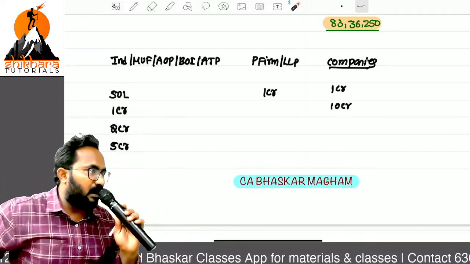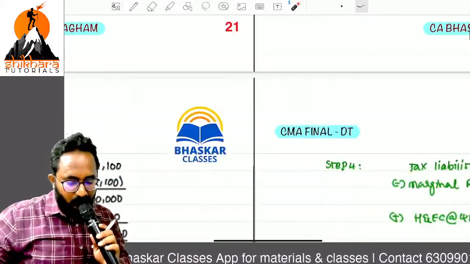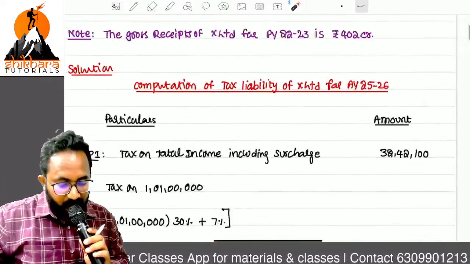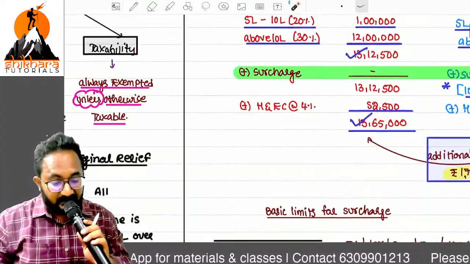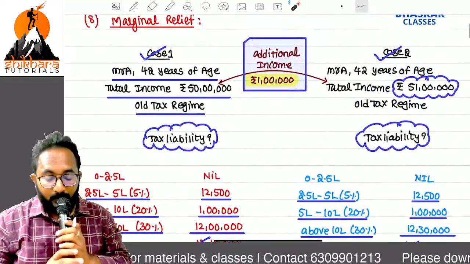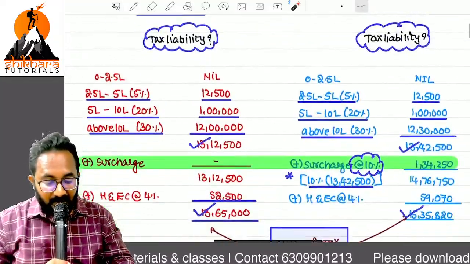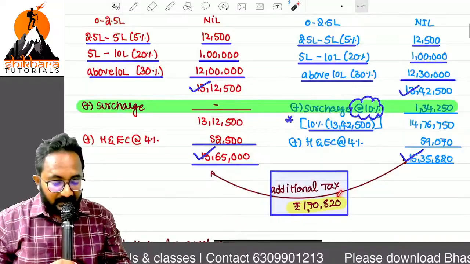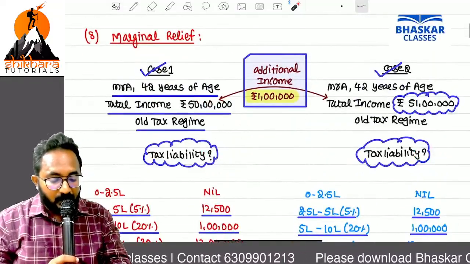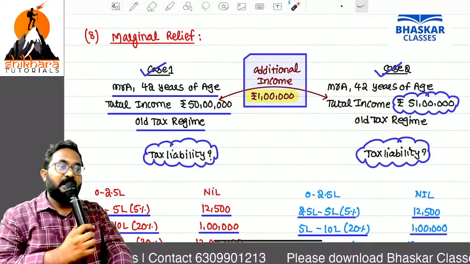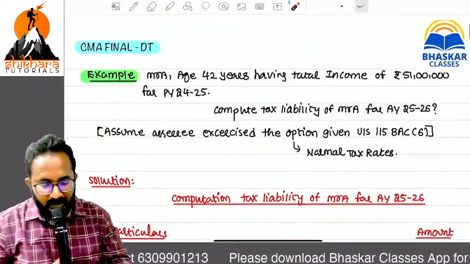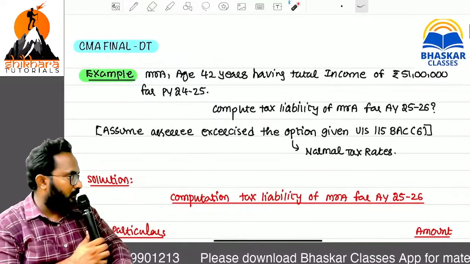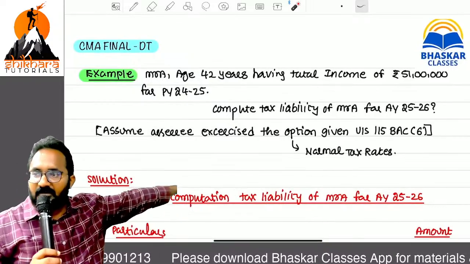So why are they given the marginal relief? First, you know already, because of the surcharge. In certain cases you are required to pay additional tax more than the additional income. In exam, how will they give you this question? Now I will tell you. Like this they will ask.